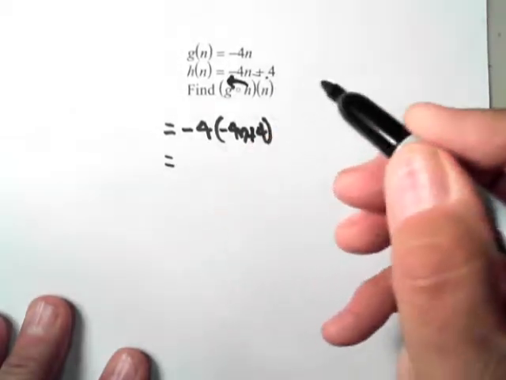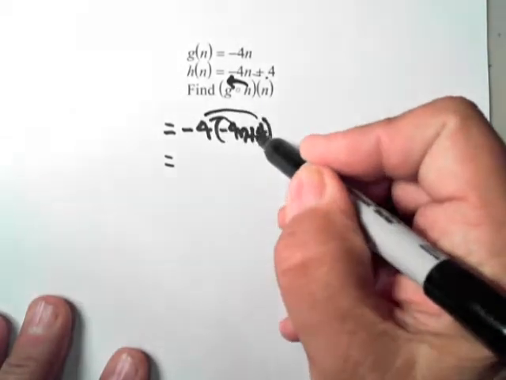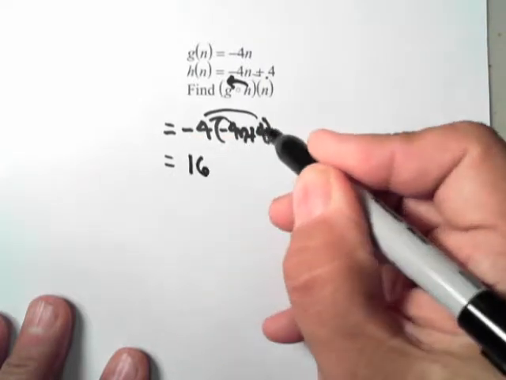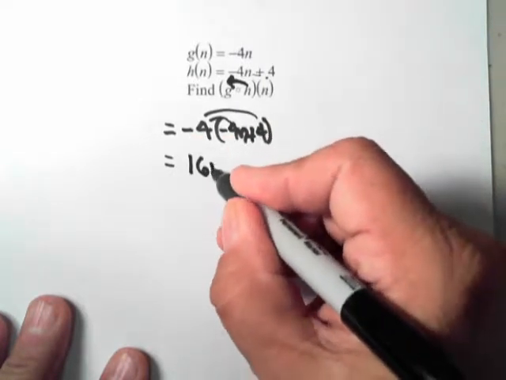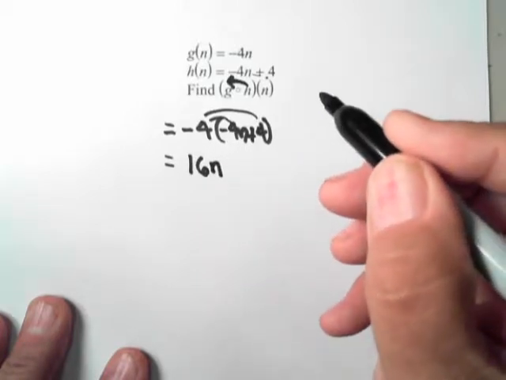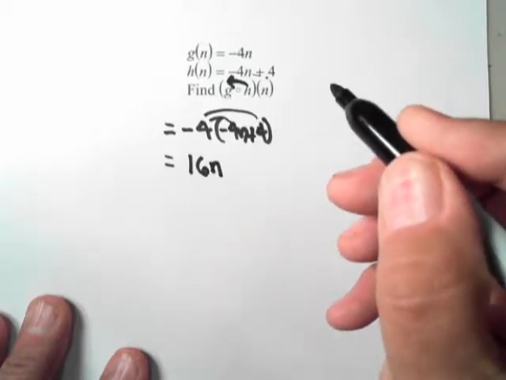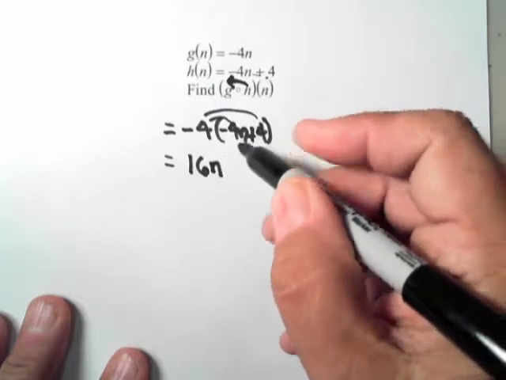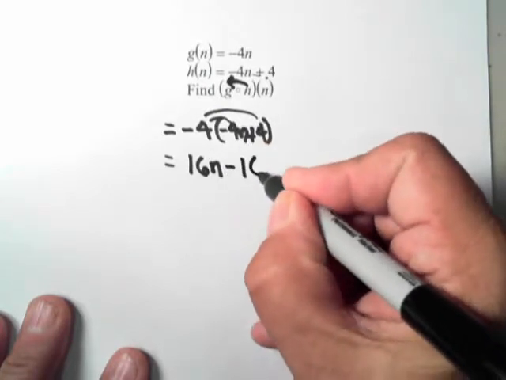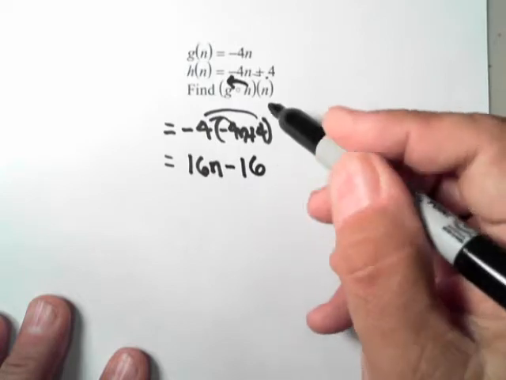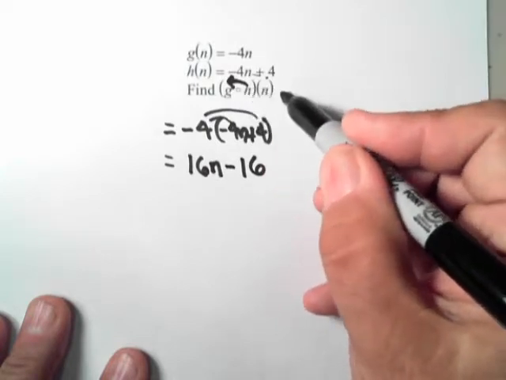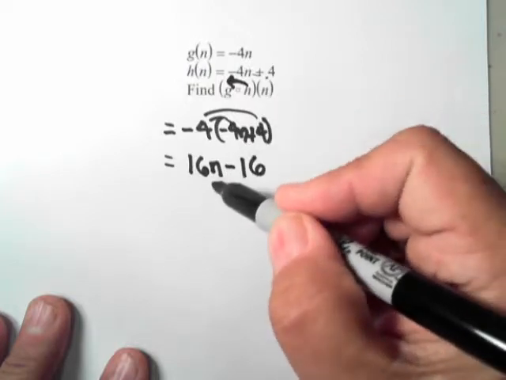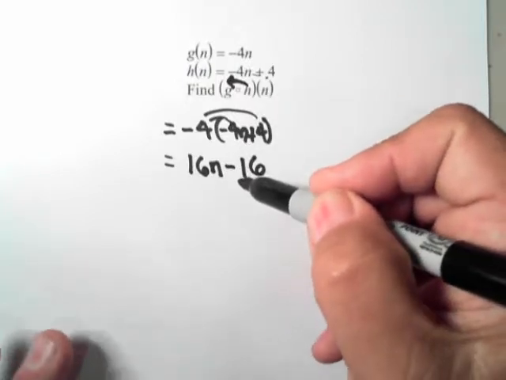Now just clean the thing up. Remember, we got to distribute in here. So -4 times -4 is going to be positive 16n. Okay, and then let's see, what do we got here? -4 times +4, -16. So there we go. G composed of h. Notice we got the n here, so we're leaving the variable in it, is 16n minus 16.